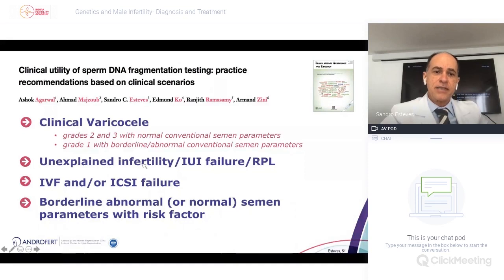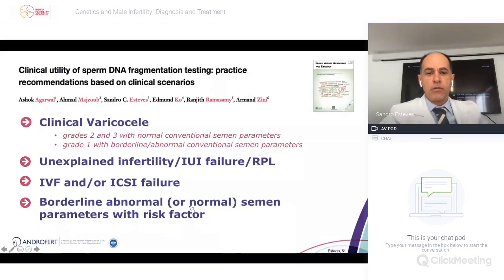The second condition we consider important is unexplained infertility, because I showed to you that patients with normal conventional semen analysis might still have difficulties to conceive, and they might have DNA fragmentation as a causative factor. In patients with IUI failure and recurrent pregnancy loss, sperm DNA fragmentation might be the explanatory factor. In case of IVF and ICSI failure, again, there's a possibility that sperm DNA fragmentation is contributing to the negative outcome.